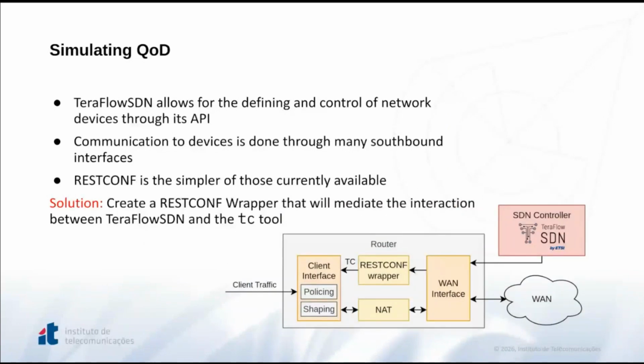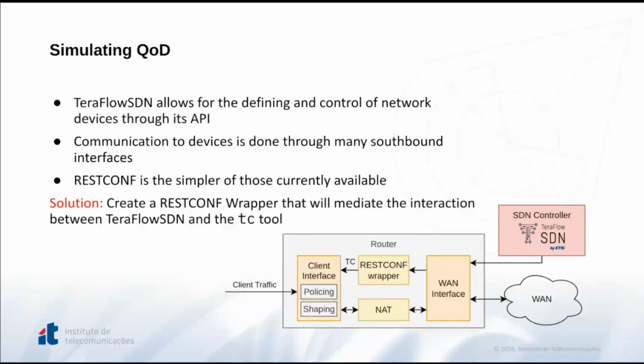This is where TeraFlowSDN comes in. We are using it as an SDN controller. TeraFlowSDN provides its own API in its northbound interfaces for the clients to make changes to the network, and provides a set of southbound interfaces. In this case, we are using the RESTCONF southbound interface simply because it was the easiest to implement a device. And so our NEF emulator contacts the SDN controller to apply the QoS characteristics to our Linux router.